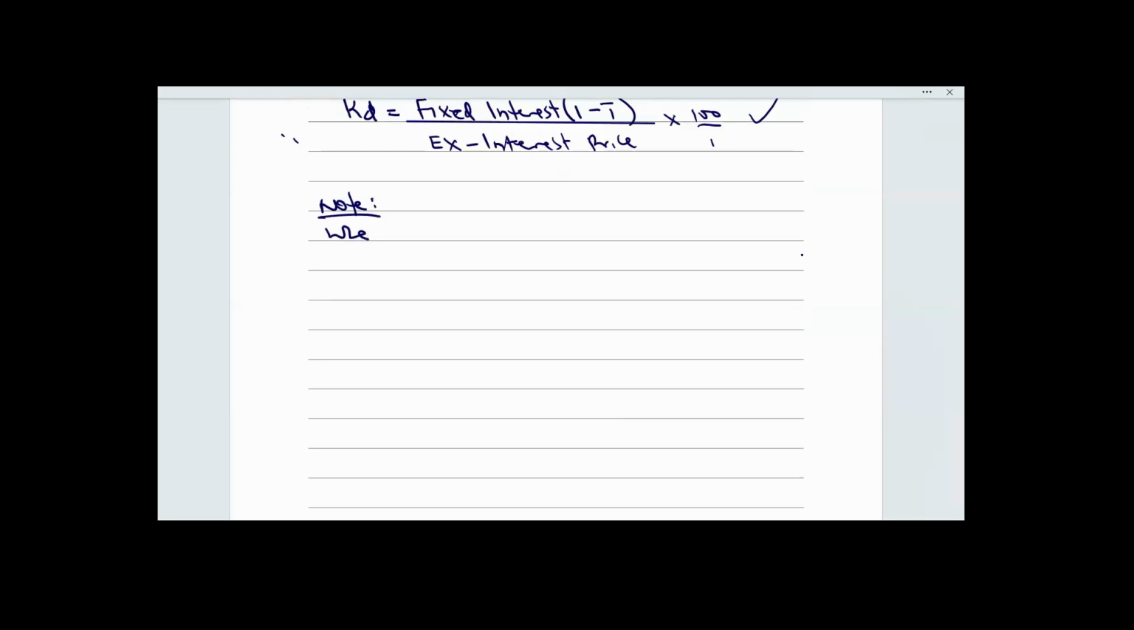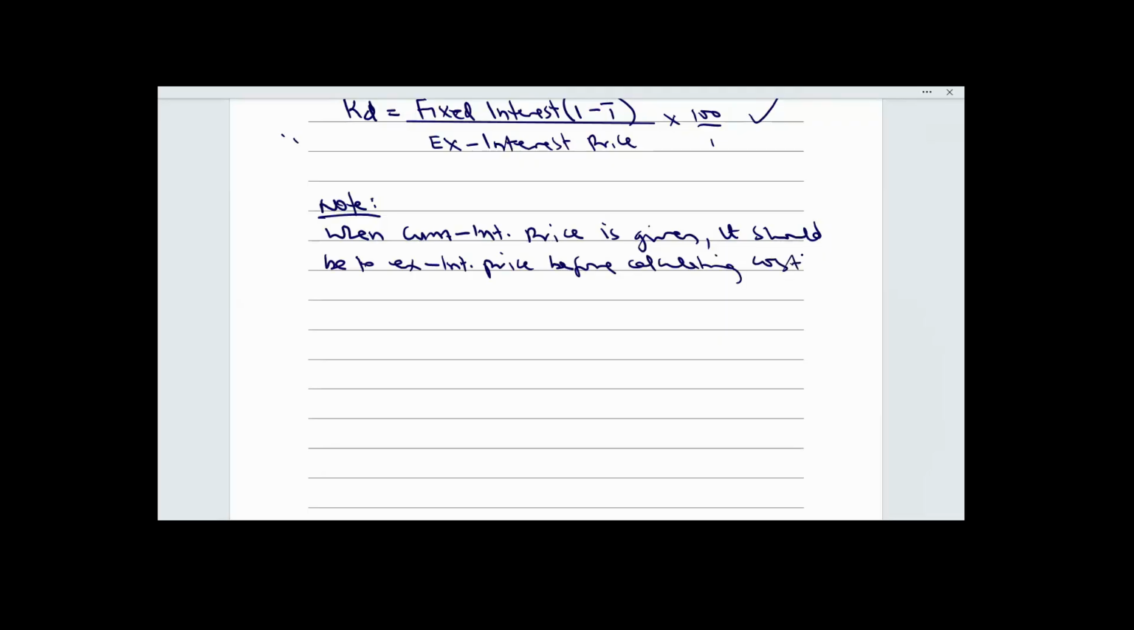When cum interest price is given, it should be converted to ex-interest price before calculating cost of debt.